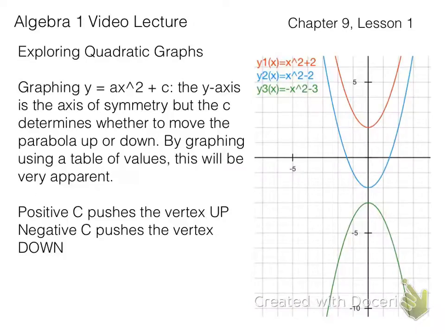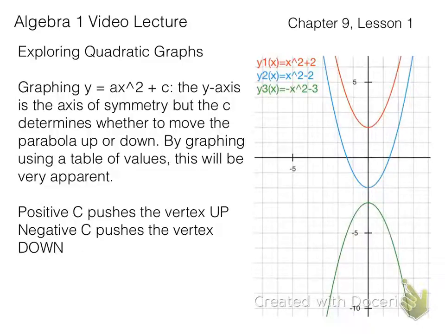All right, so graphing all of this. Now, graphing y equals ax squared plus c. The y-axis is still the axis of symmetry, but the c determines where to move the parabola either up or down. By graphing using a table of values, this will become very apparent. I skipped that table of values for you because you've already seen it, but you still need to know how to do it. Don't rely too heavily on the graphing calculator because you're still going to have to graph on your tests and quizzes by hand. So please know how to use a table to graph.